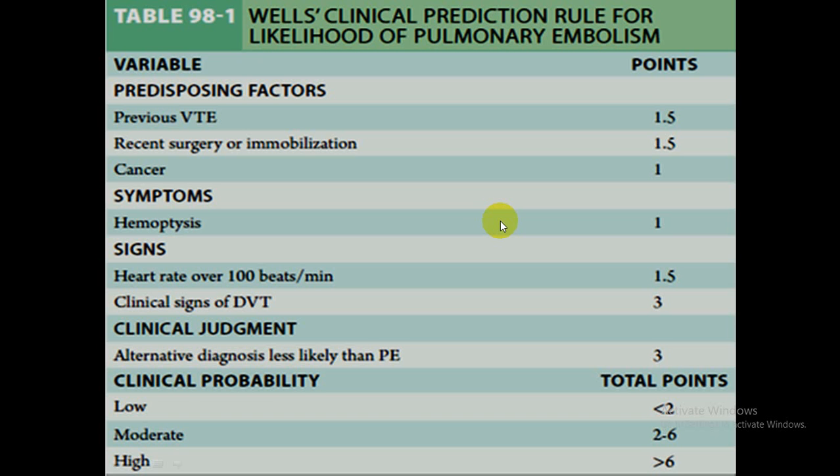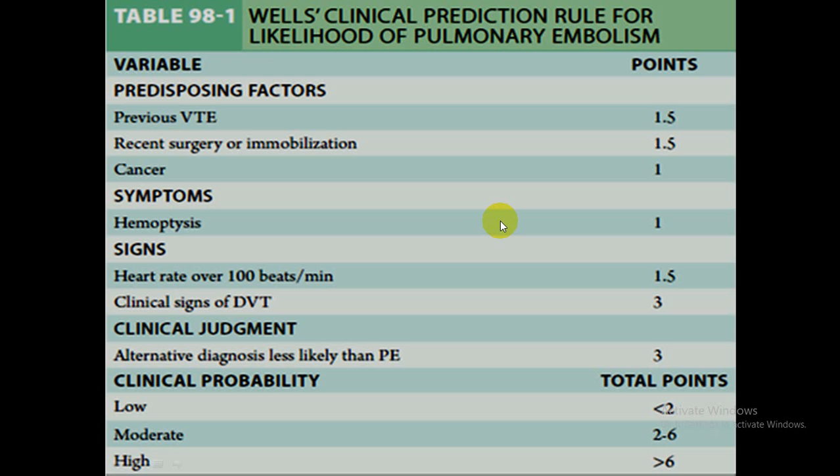Cancer, 1 score. If the patient has coughing of blood, which we call hemoptysis, it is just 1. If the patient has the sign of tachycardia, increasing heart rate more than 100, giving 1.5 score. If the patient has a clinical sign of DVT, giving score 3. The clinical judgment depends on the experience, which is if the patient is less likely to have another diagnosis, giving 3. So we collect these points or this score.